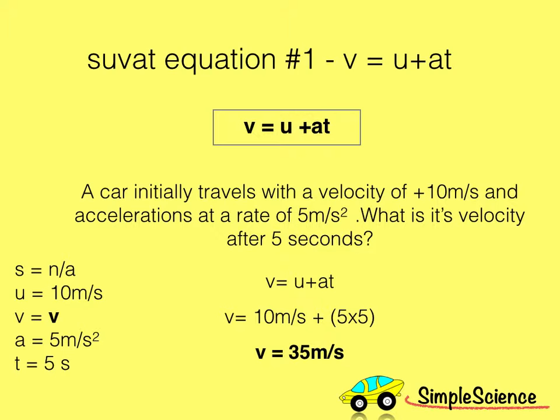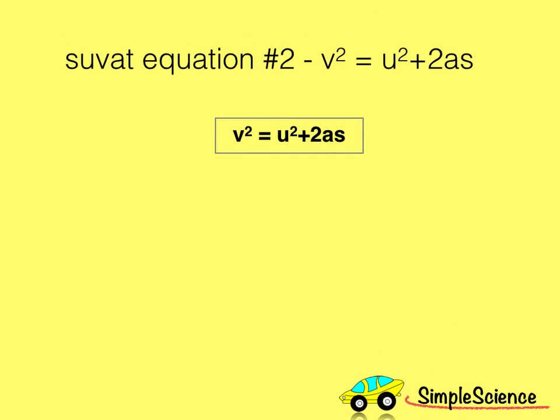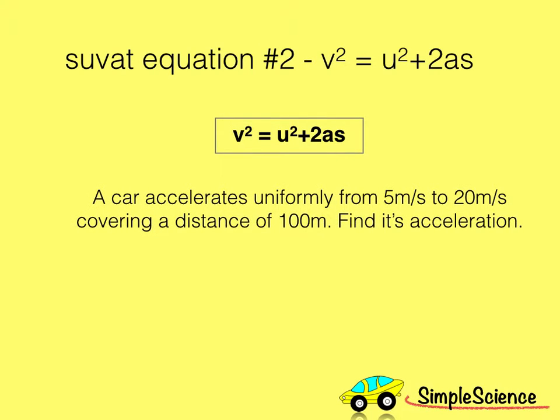And the second equation is v squared equals u squared plus 2as. It is a very important equation that you can use to solve uniform acceleration problems where time taken is not given to you. So let's look at the first question. A car accelerates uniformly from 5 meters per second to 20 meters per second, covering a distance of 100 meters. Find its acceleration.